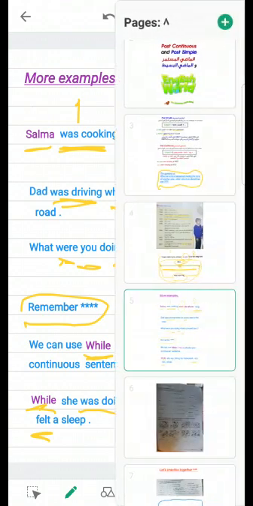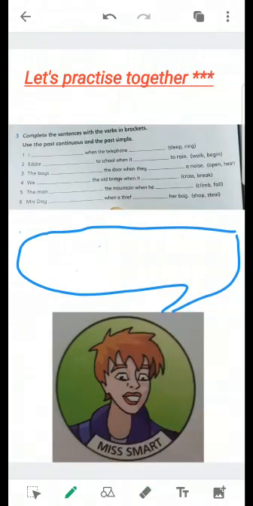Okay? Let's practice together. Shall we correct the verb here? Okay? Complete the sentences with the verbs in brackets. We have two verbs in brackets, okay? Use the past continuous and the past simple. I, when the phone, the telephone, we have two verbs.